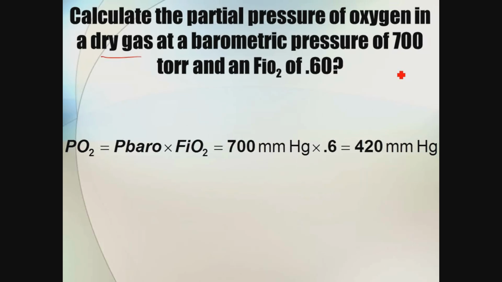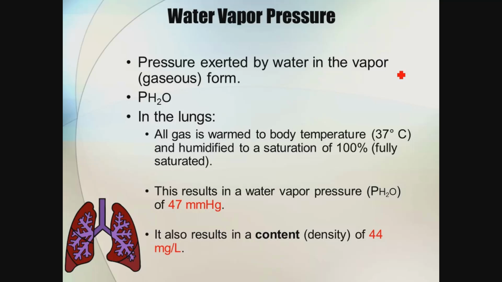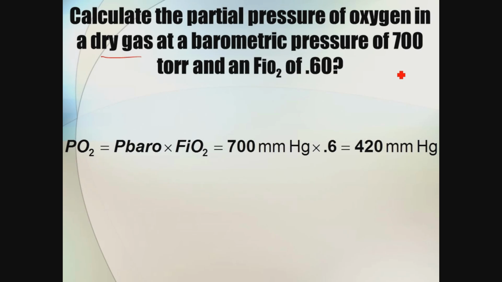700 times 0.6 is 420. Calculate the partial pressure of oxygen in a dry gas at a barometric pressure of 704 and an FIO2. So I'm telling you that it's at 60%. So I'm also telling them that we're going to consider this a dry gas, that there's no humidity. Okay. How about this then? Would that confuse you less?